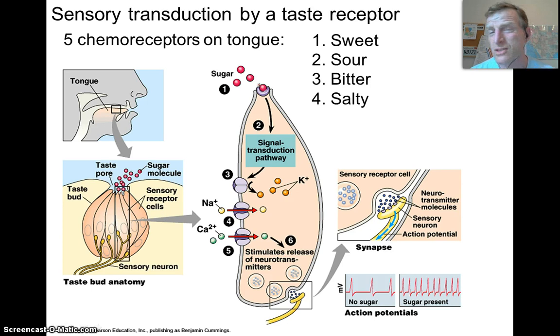The fourth is salty. Again, we know that we need salts and electrolytes, so we oftentimes crave salts to get those into our body so that we have the electrolytes we need for our nervous system and our muscles.